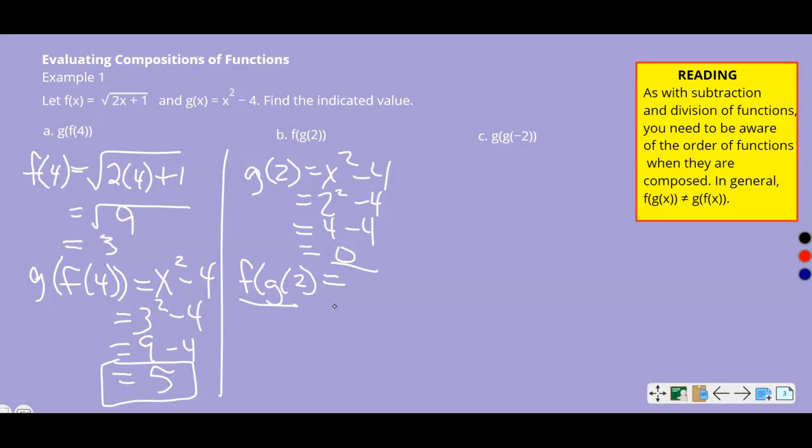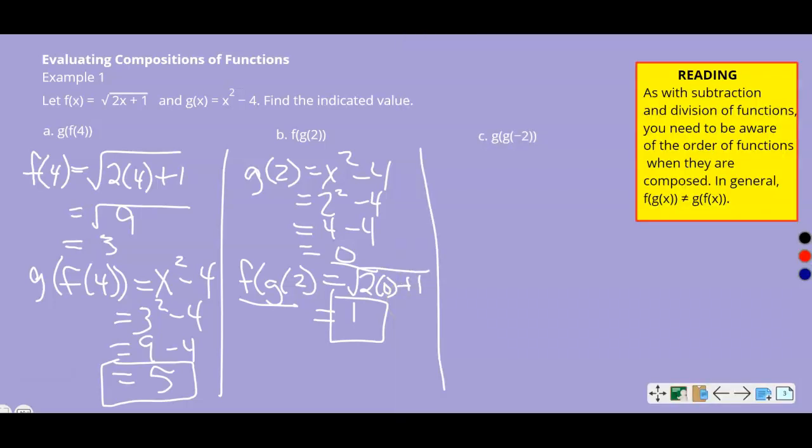So f of x says the square root of 2 times 0 plus 1. 2 times 0 is 0. 0 plus 1 is 1. The square root of 1 is just 1. So f of g of 2 equals 1. Once again, you're going to take 2, plug it into g, get the output of 0, and then take 0, the output, and plug it into f. When I do that, that means I found f of g of 2. So it's a two-part process, pretty much.